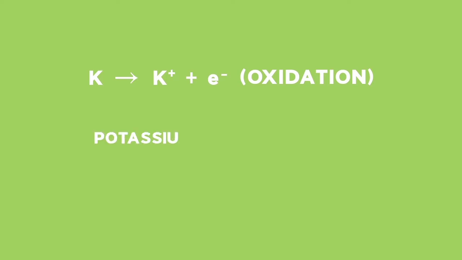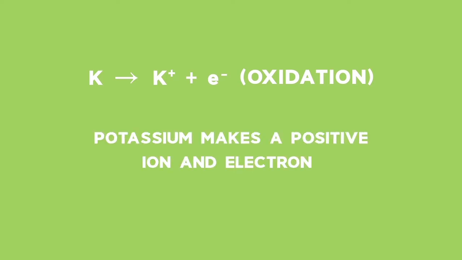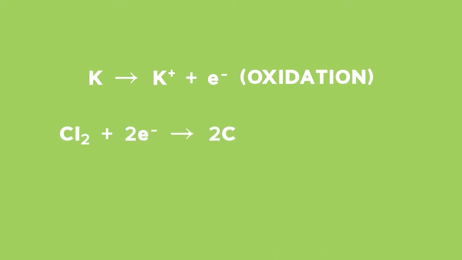Now, if we are to make a compound with potassium, we can use the oxidation reaction for that. Potassium makes a positive ion and an electron. You might have seen the problem with putting these two reactions together. The chlorine reaction needs 2 electrons, but the potassium reaction only makes 1. So, the most important step before making a net ionic reaction is balancing the electrons.